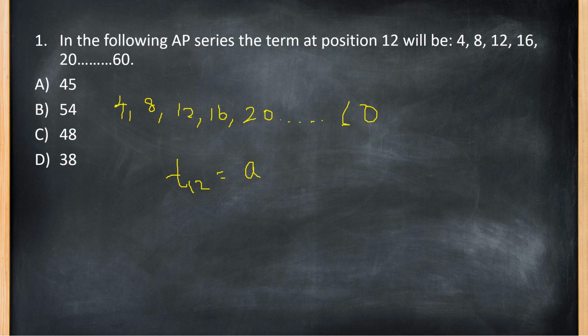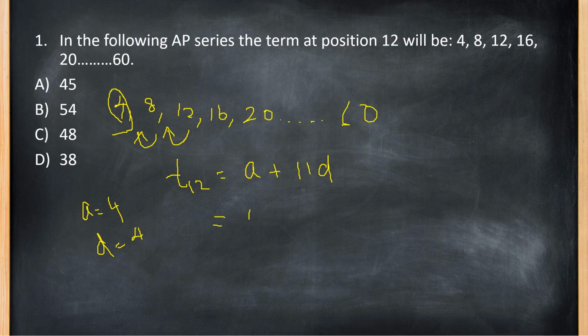So T12 is a plus n minus 1, n takes the value of 12, 12 minus 1 is 11, 11 into d. And a and d we can easily find from the given progression. So the value of a is 4 and the common difference is 8 minus 4 or 12 minus 8, which is 4 indeed. If we directly substitute the values here, it's 4 plus 11 into 4, 44. 44 plus 4 is 48 and that is option C.